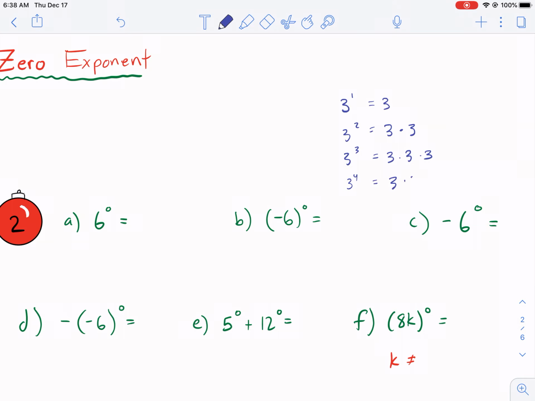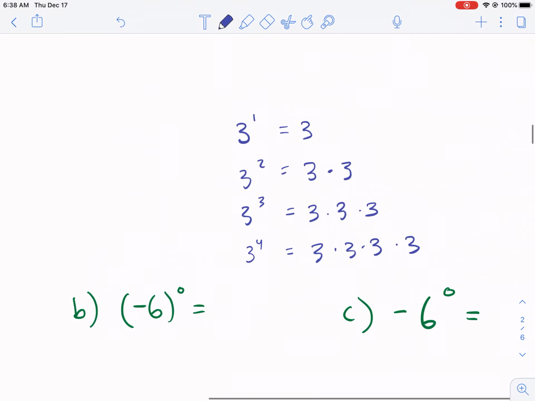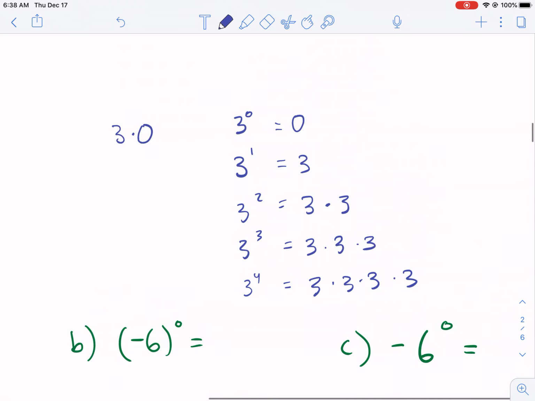So then we have 3 times 3 times 3 times 3. Okay, we get it. See, this has got a little pyramid going on. So what happens when you get 3 to the 0? It doesn't turn into 0, because that would be 3 times 0, and it can't be the same as that. Okay? So what happens when you go 3 to the 0?